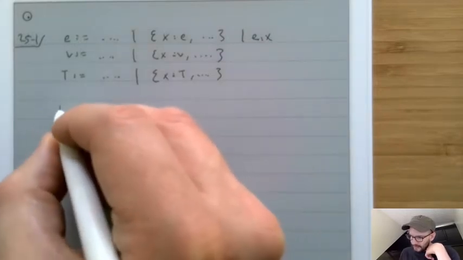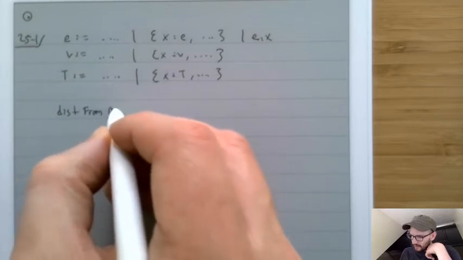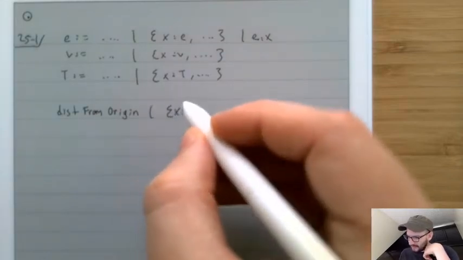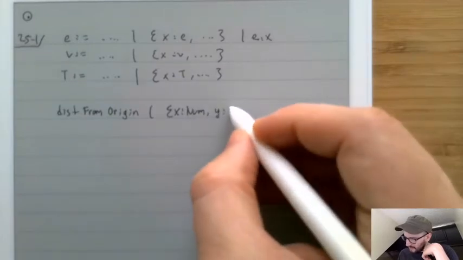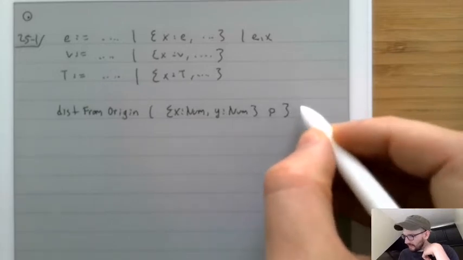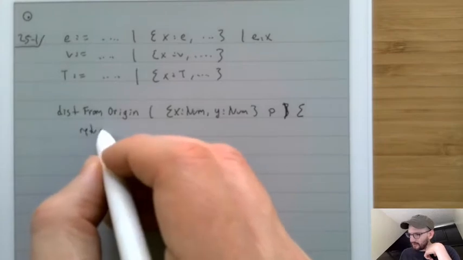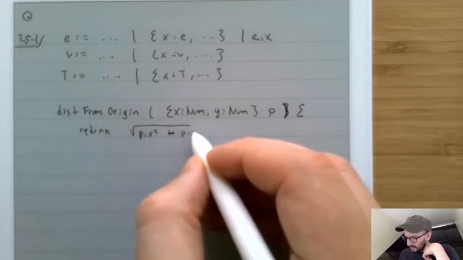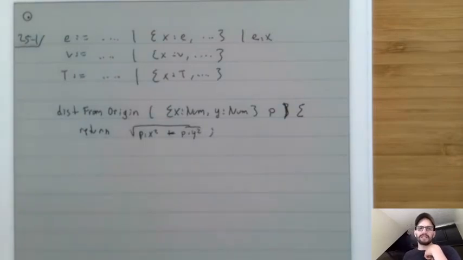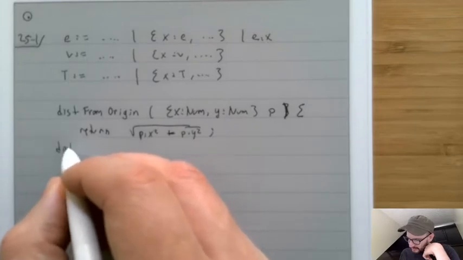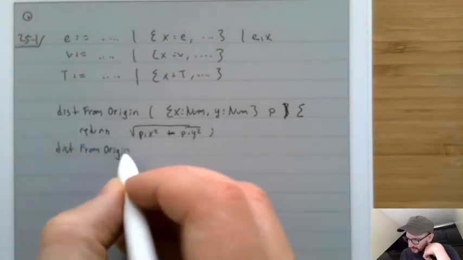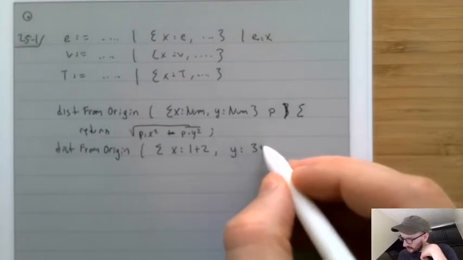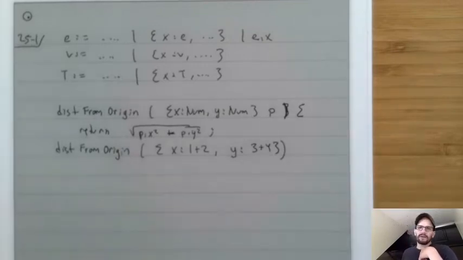We could write the program distance from origin, and it would take in something that had an X, which was a number, and a Y, which was a number, and this would be called P, and we'll return P.X squared minus P.Y squared. Okay? So that's a function that we could then call with distance from origin and give it the value X is 1 plus 2 and Y is the value 3 plus 4.